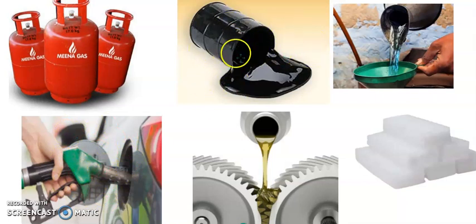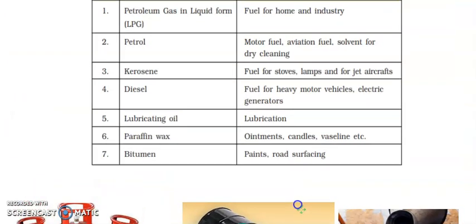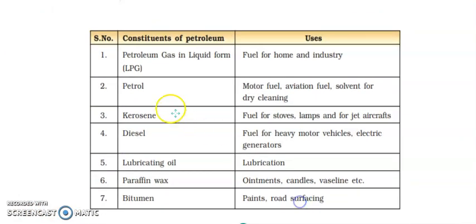The bitumen. You might have seen this black substance while tarring the road. Yes, this is used for tarring the road. This is kerosene. This is a paraffin wax which is used to make candles. And this is a lubricant. This is poured into the engine for its proper functioning. So these are some of the constituents of petroleum and where they are used.